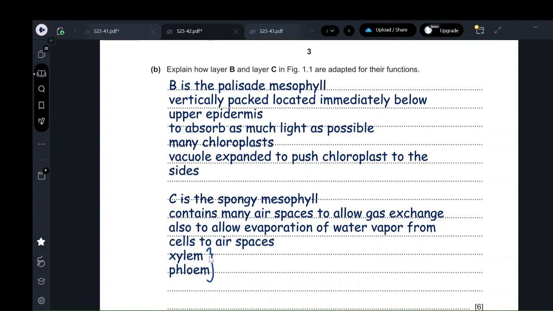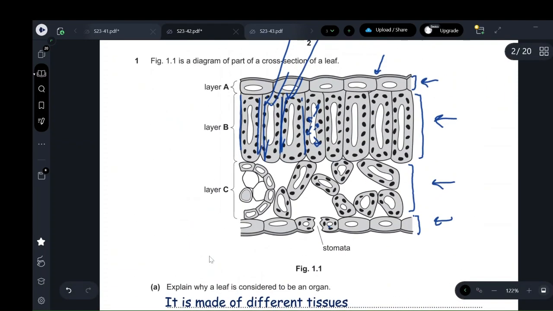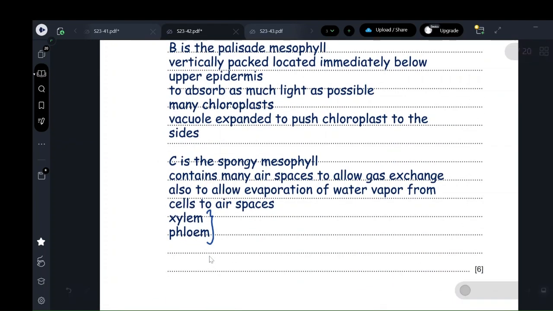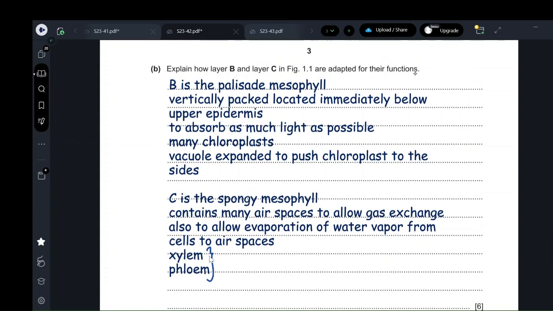You can add the adaptations in the xylem and the phloem because the xylem and phloem are available in the spongy layer. So I can tell him the adaptations of the xylem or the phloem. For example, xylem has lignin for support. It is hollow from the inside to allow the passage of water. But the above points are already enough.